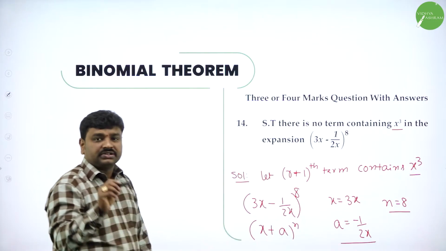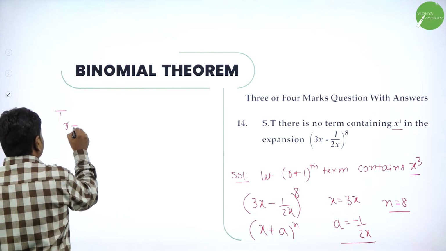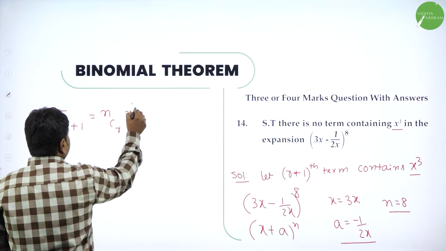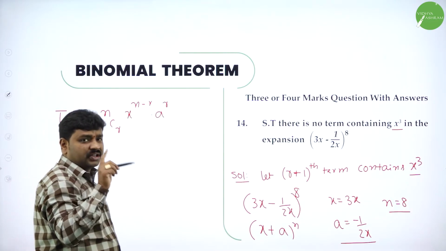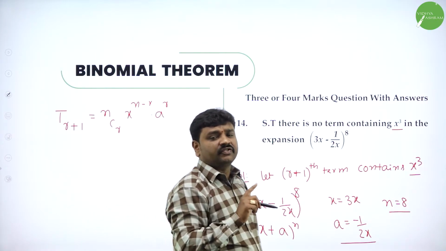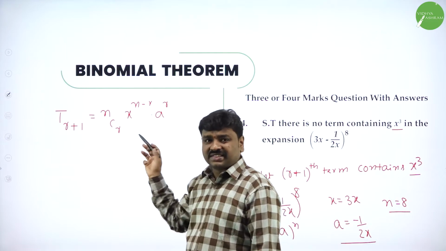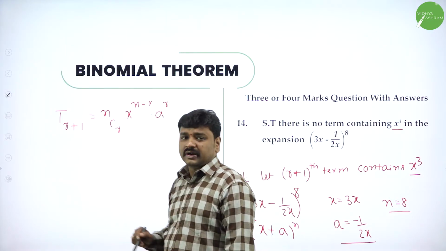Now you know the general term in the expansion. All of you know the formula T(r+1). What is T(r+1)? T(r+1) is nCr x power n minus r, a power r. For the middle term or general term, this formula is important. First, become thorough with the general term formula. So T(r+1) is nCr x power n minus r, a power r.